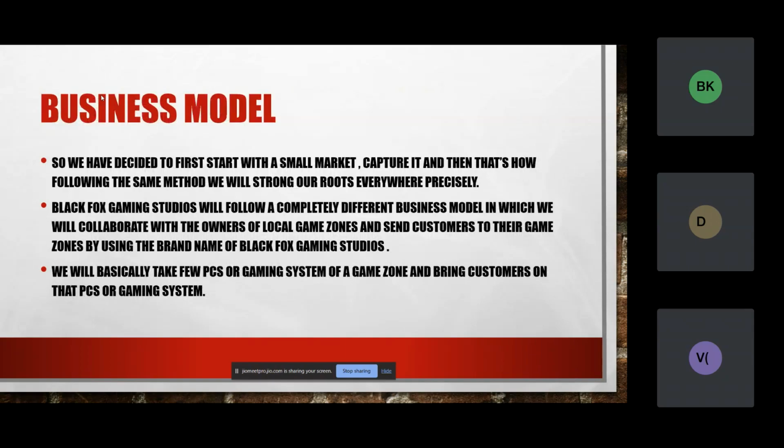Second is the business model. The market in the gaming industry is small now, but it's getting enlarged day to day. But we can have the local gaming zones under us and get Black Fox Gaming Studios as a name, like OYO is the name for all the local hotels. OYO provides the booking to all the local hotels, and the hotels are using the name of OYO. So we can also give the name Black Fox Gaming Studios to the gaming centers nearby and ask the customers to have the experience, and then start.